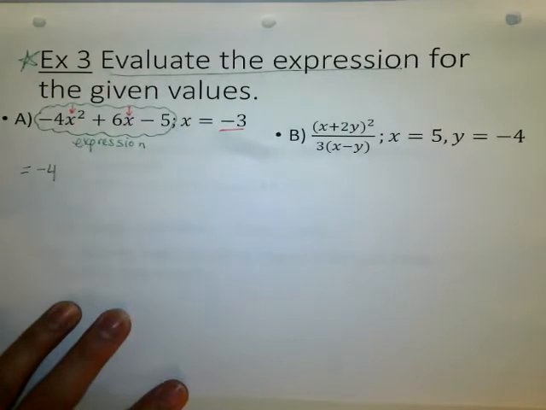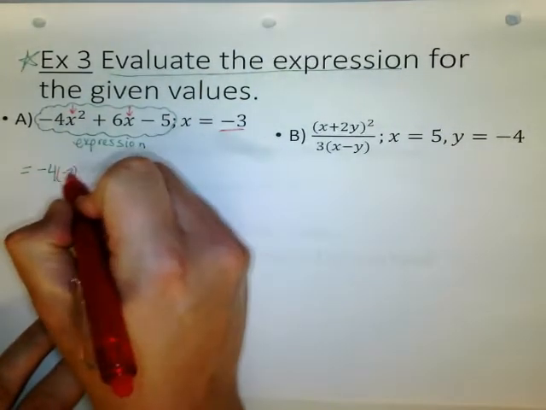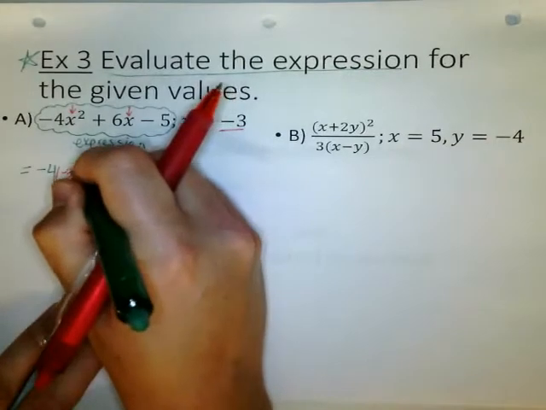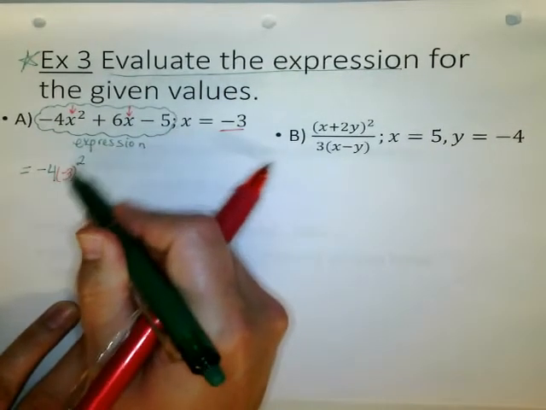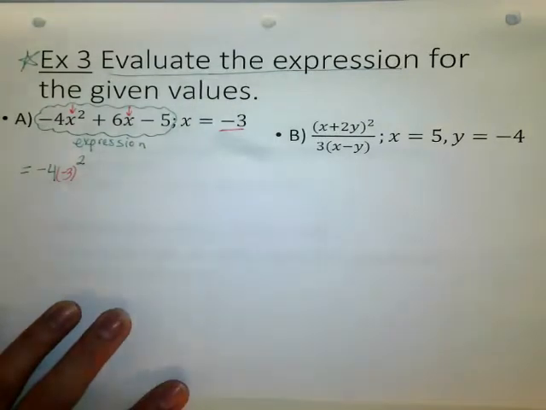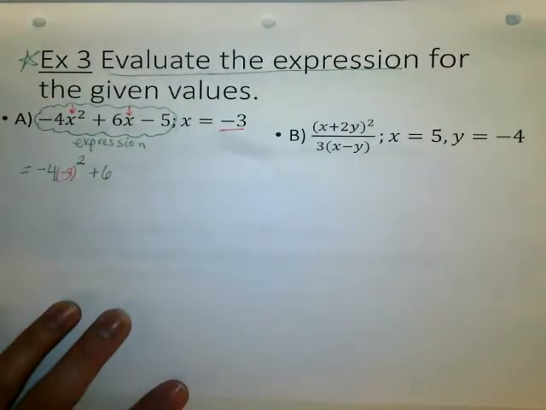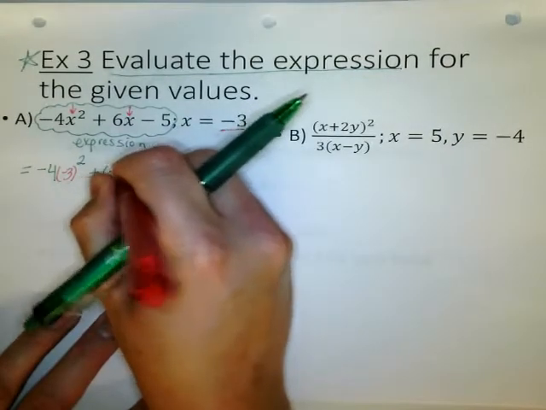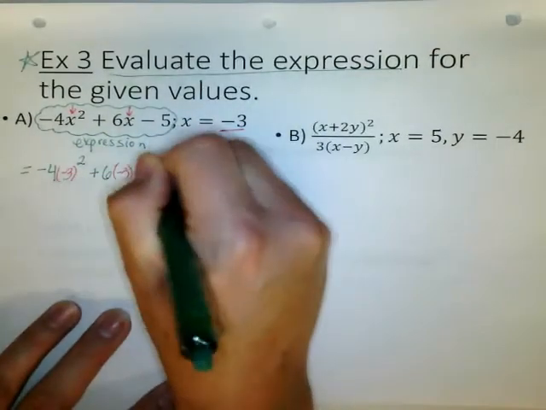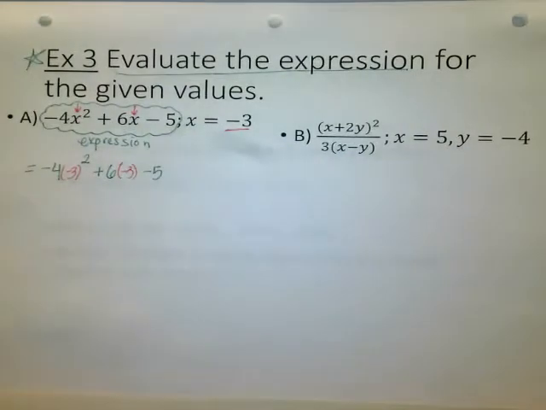So -4, in place of that x, I'm going to plug in that -3. Don't forget your power of 2. Really important that you use those parentheses there, especially since there's a negative in front of that number. It really makes a big difference in your answer. 6. In place of the x, we've got a -3. And then don't forget that ending piece, that -5. All right, now again, we have to use order of operations. So what are we going to do first?